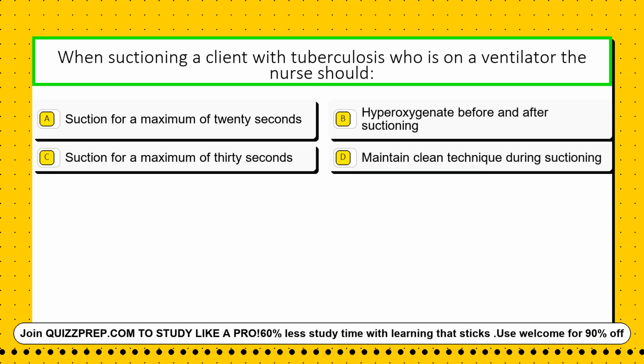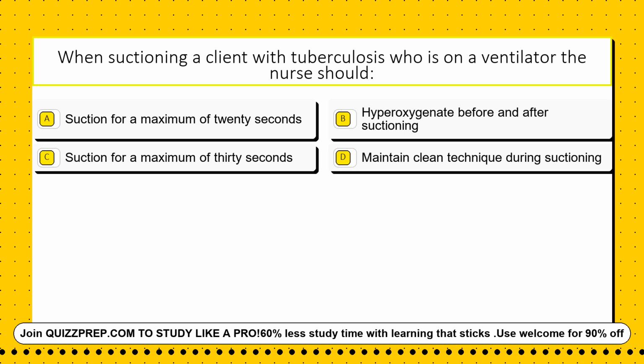Question 1. When suctioning a client with tuberculosis who is on a ventilator, the nurse should: Option A, suction for a maximum of 20 seconds. Option B, hyperoxygenate before and after suctioning. Option C, suction for a maximum of 30 seconds. Option D, maintain clean technique during suctioning.